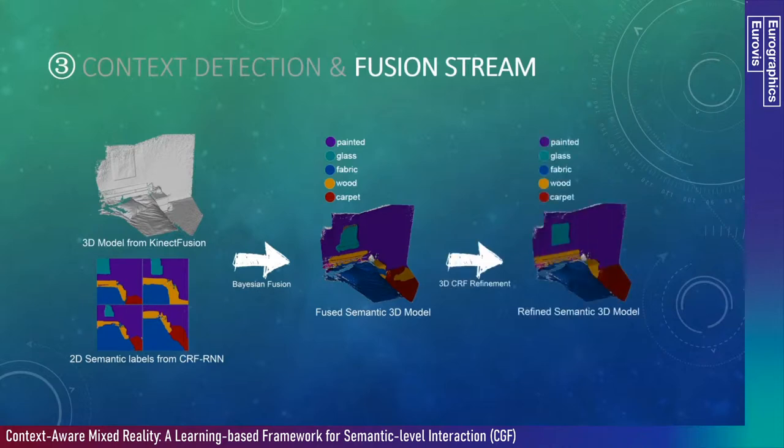And after that, we implement a 3D CRF refinement. The idea is that similar pixels at very near positions with the same colors should belong to the same label. It can also use 3D information such as the normal directions to optimize the label information. So basically this is a smoothing step to make the fusion more accurate.